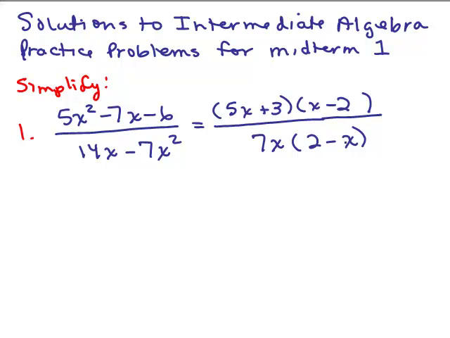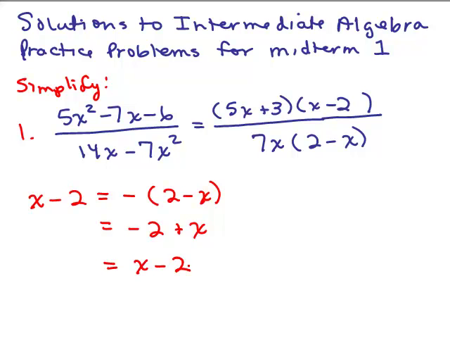And the trick here is that x minus 2 is the opposite of 2 minus x. In other words, x minus 2 is the same thing as the opposite of 2 minus x. Because if you do your distributive property, notice you get negative 2 plus x, which is x minus 2. So since these are opposites, just like 3 and negative 3 are opposites, when you cancel, you get a negative 1.